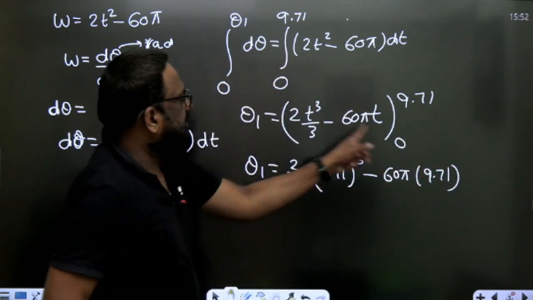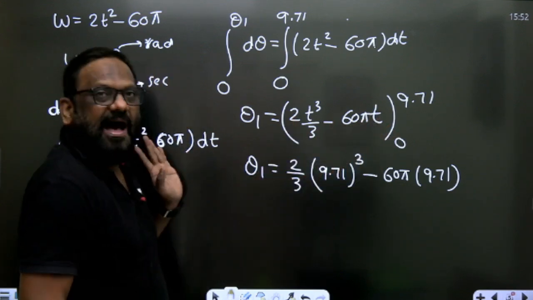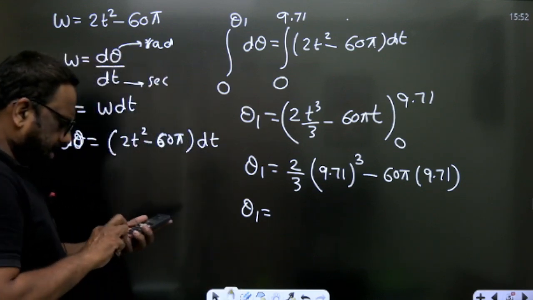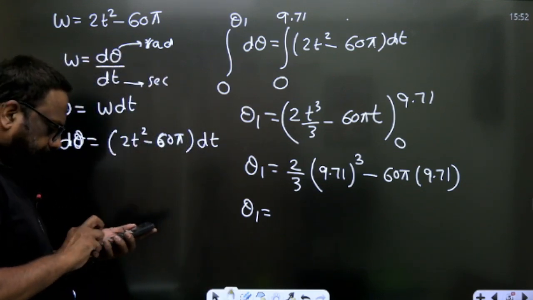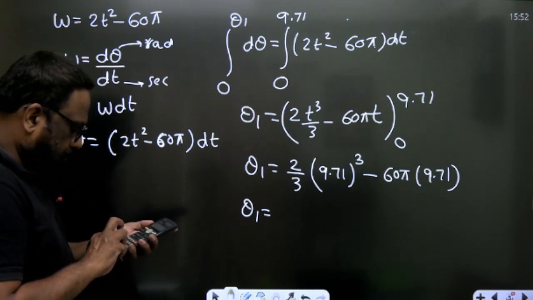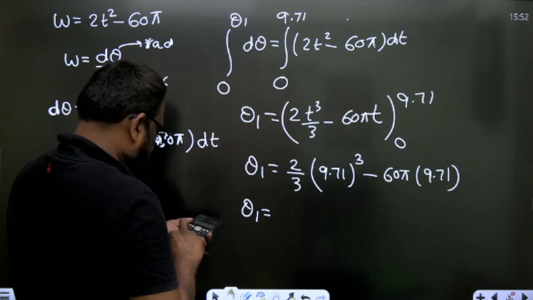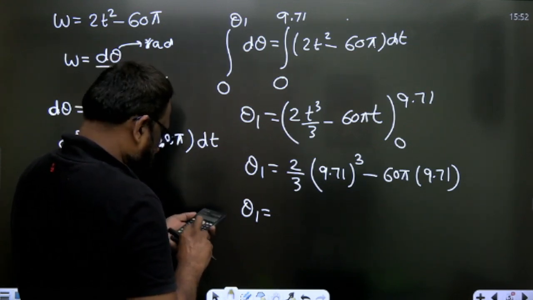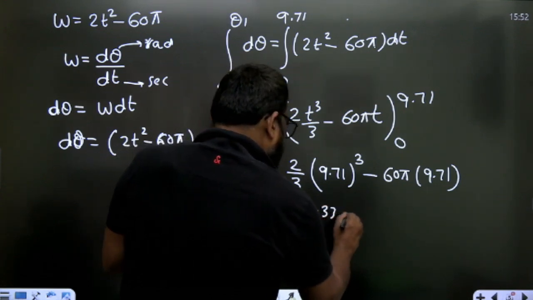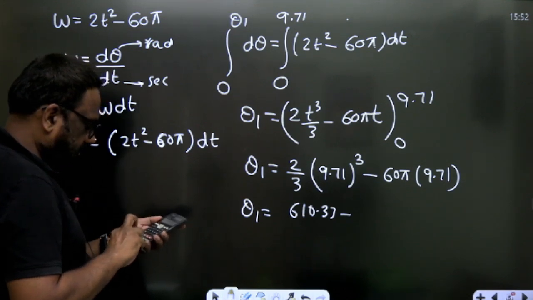Okay, lower limit is 0. T is 0, lower limit has no significance. This is the answer. So let me see how much is the value of theta 1. Let me calculate sir. 9.71, अरे यार फटाफट, 9.71 whole cube into 2 divided by 3. एक बार मैं दोबारा calculate करता हूँ. 9.71 power 3 into 2 by 3. This is 610.33 minus 60 into pi into 9.71.